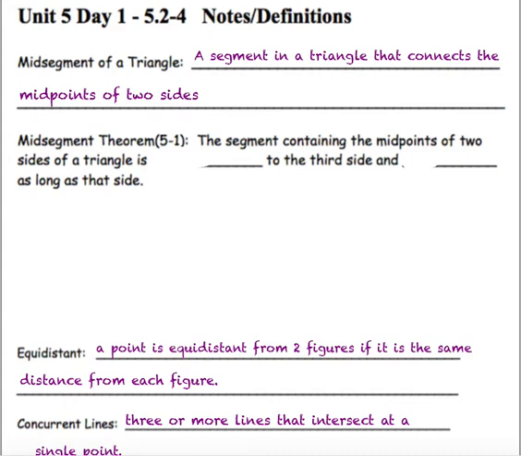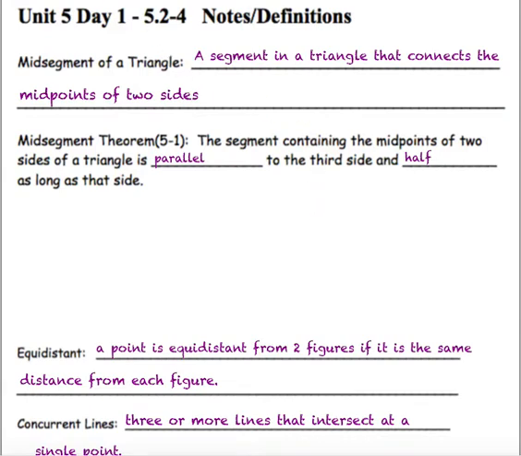We begin studying Unit 5 with important segments in triangles. Here we're talking about a midsegment of a triangle, which is a segment in a triangle that connects the midpoints of two sides. The midsegment theorem says the segment containing the midpoints of two sides of a triangle is parallel to the third side and half as long as that side.